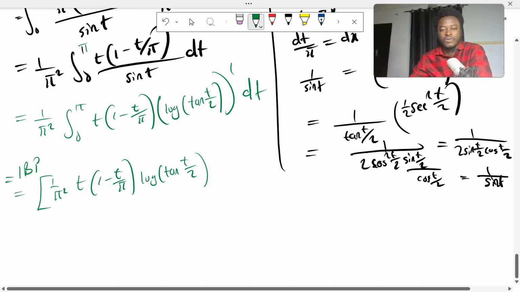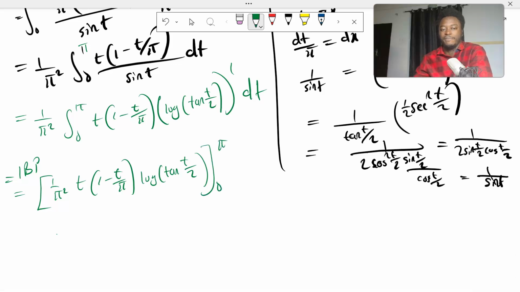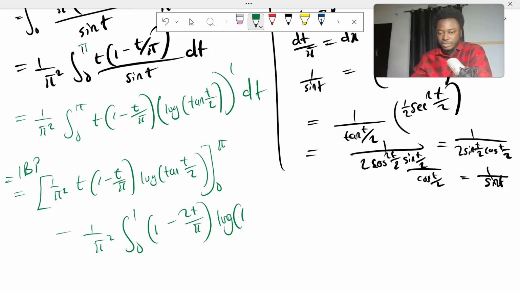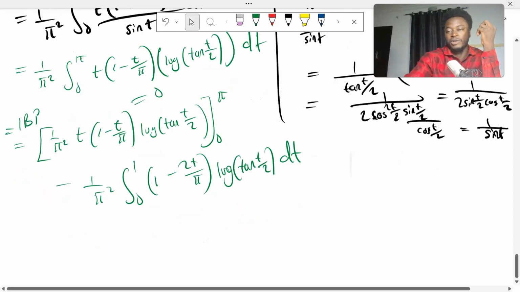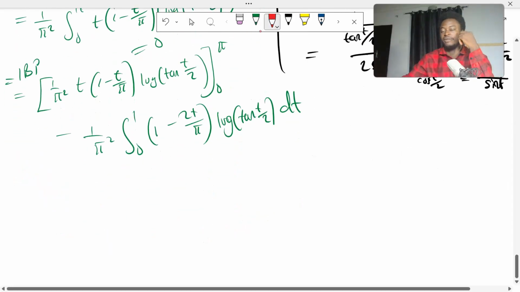Which we are going to evaluate from 0 to pi, and then you have minus 1 over pi squared times the integral from 0 to pi. So if you take the derivative of t(1 minus t over pi), you have a 1 minus 2t over pi, times the logarithm of tan of t over 2 dt. Now everything here evaluates to 0, obviously, because you can check it out yourself. Everything there evaluates to 0.